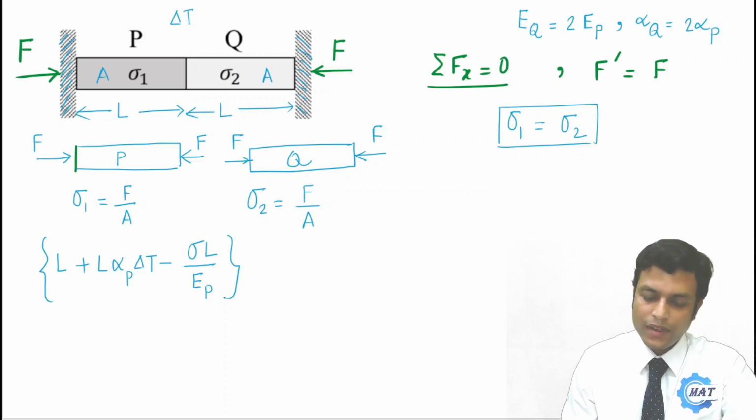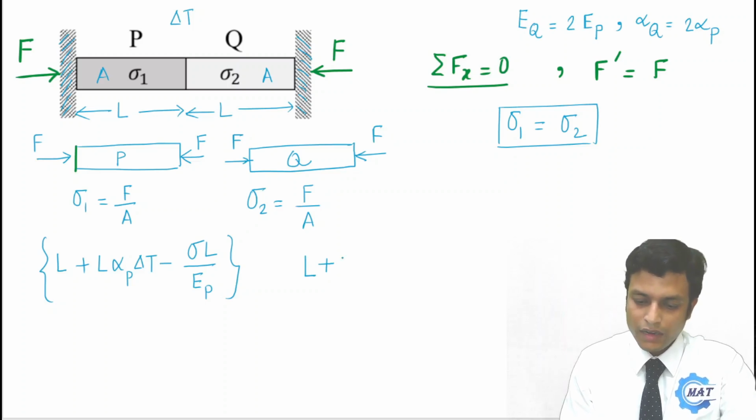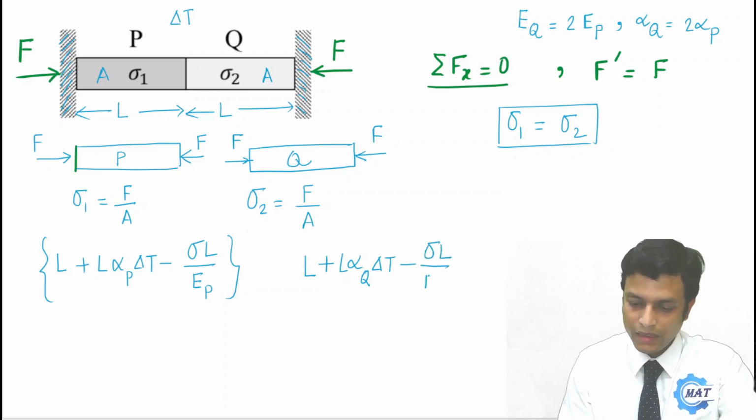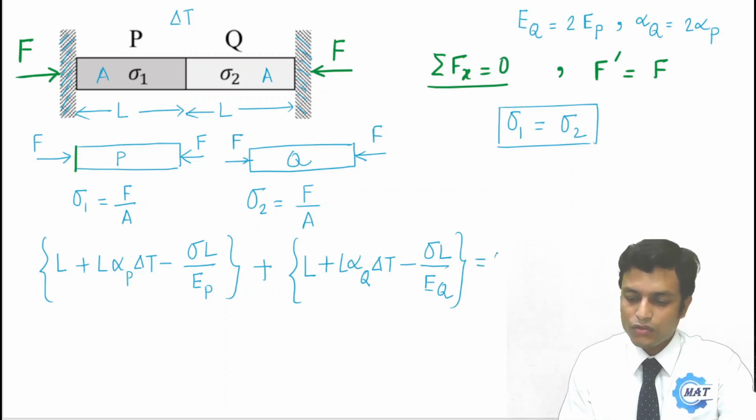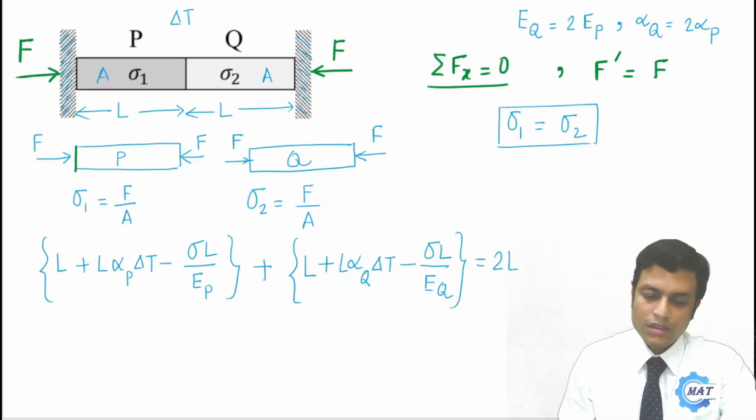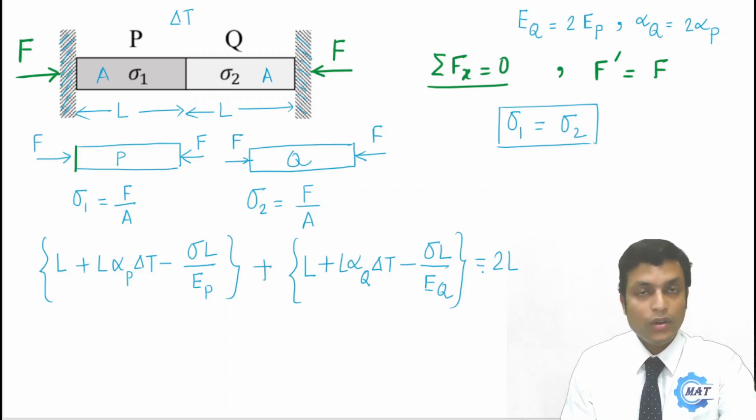And what will be the final length of bar Q? The final length of bar Q will be L, that was the initial length, plus elongation due to temperature rise, L alpha Q delta T, and minus reduction due to compressive stress, sigma L by EQ. Now the boundary condition is that their final length will also be 2L, because these two rigid supports do not allow P and Q to elongate.